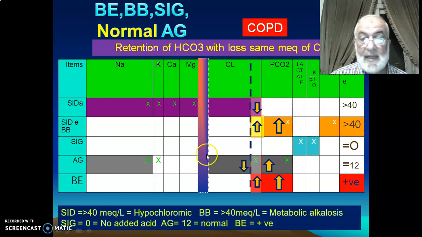No fixed acid has been added, so the strong ion gap is 0, which is the difference between the strong ion difference and the buffer base. And at the same time, we have mentioned that this retention of bicarbonate with loss of chloride is with the same mole equivalent, so the anion gap will be normal. There is an increase in the bicarbonate in this case, so simply there is a base excess. So in a COPD patient, stable state of COPD, the patient will have hypochloremic metabolic alkalosis, normal anion gap with base excess.